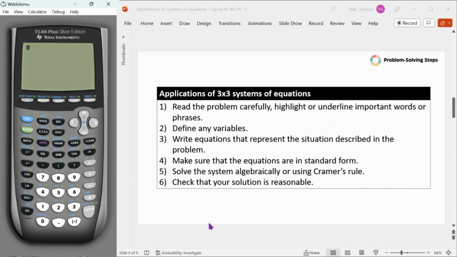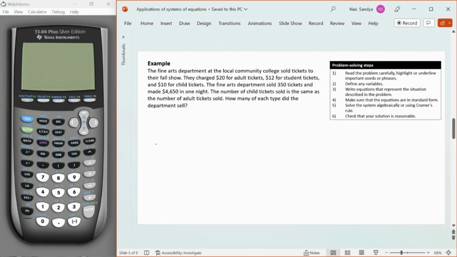So here's what we're going to do. We're going to read the problem carefully, and then we're going to define any variables. We'll then write equations that represent the situation that's being described and make sure that our equations are in standard form. And then we'll solve the system algebraically or using Cramer's rule in our calculator. And then we'll check to make sure that our solution is reasonable. So let's look at this example.